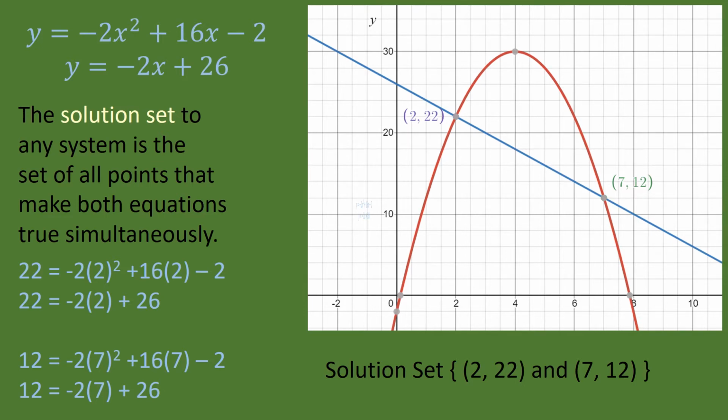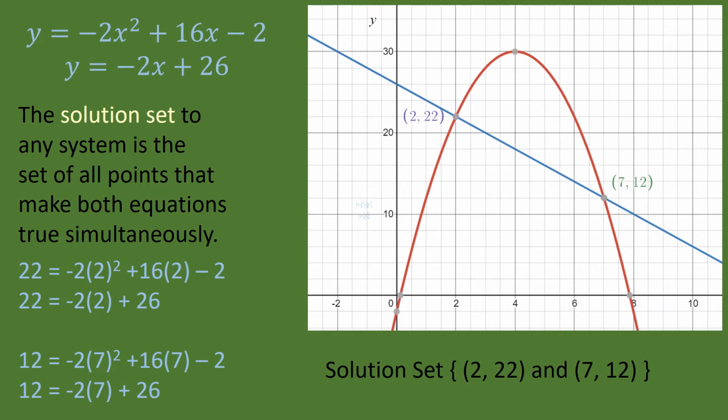So for example, with our system that consisted of the quadratic and the line, the point 2, 22 is one of the points in the solution set. If you put 2 in for x in the quadratic and you put 2 in for x in the line, you get 22 as the y value for both of those equations. Negative 2 times 4 plus 16 times 2 minus 2 is 22. Negative 2 times 2 is negative 4. Negative 4 plus 26 is 22. So 2 for x, 22 for y is one of the points in the solution set.